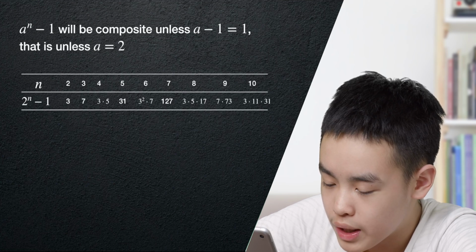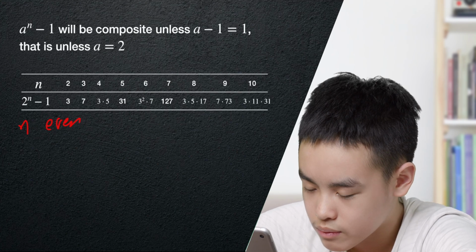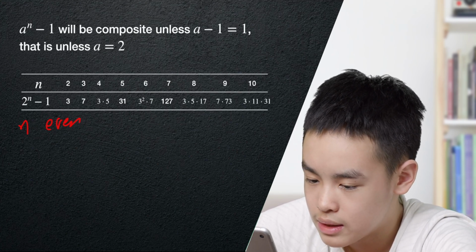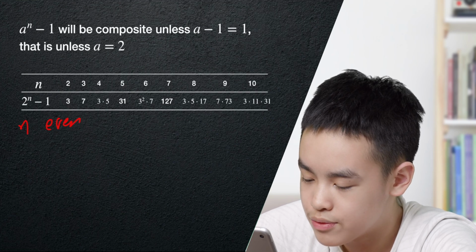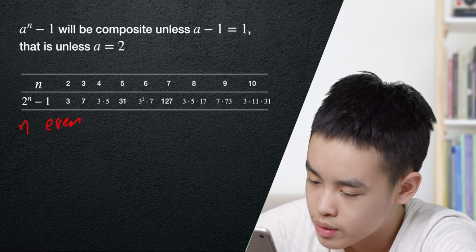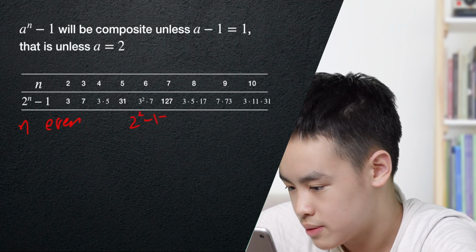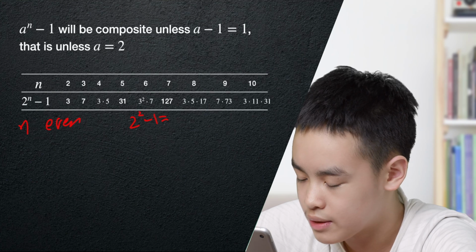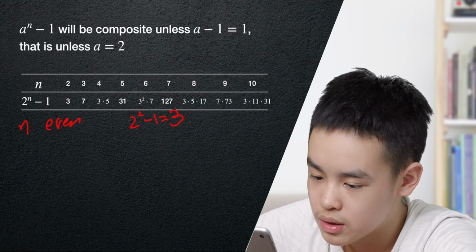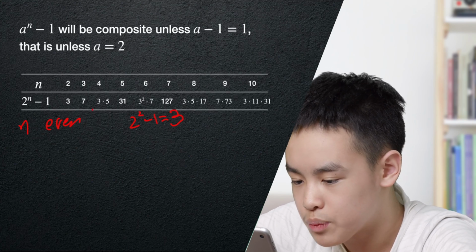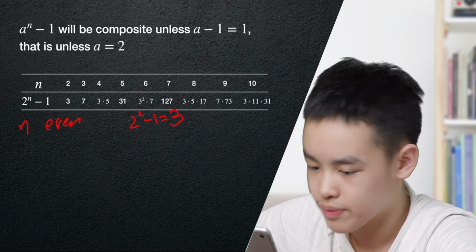We find that if n is even, then 2 to the nth power minus 1 will always be divisible by 2 to the 2nd power minus 1, which is, we can just calculate it in our mind, 3. So it must be divisible by 3.